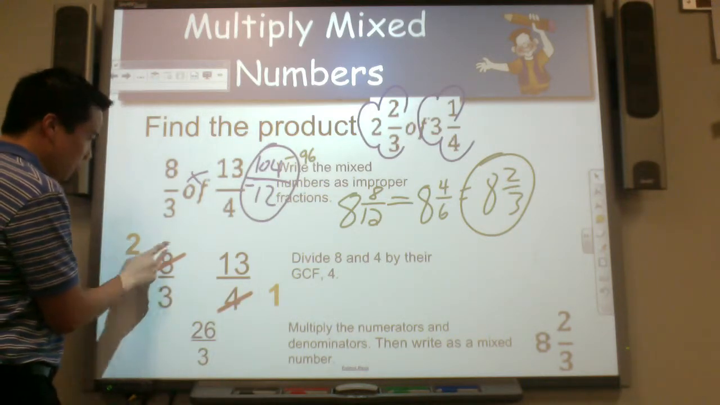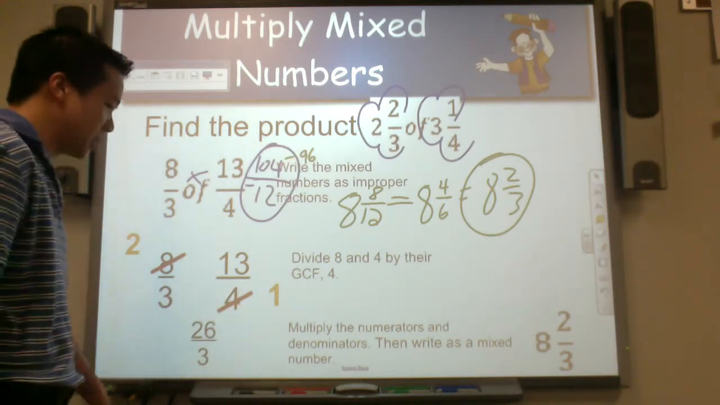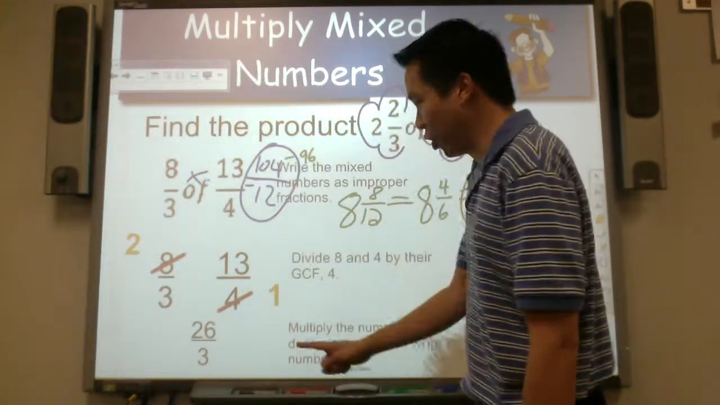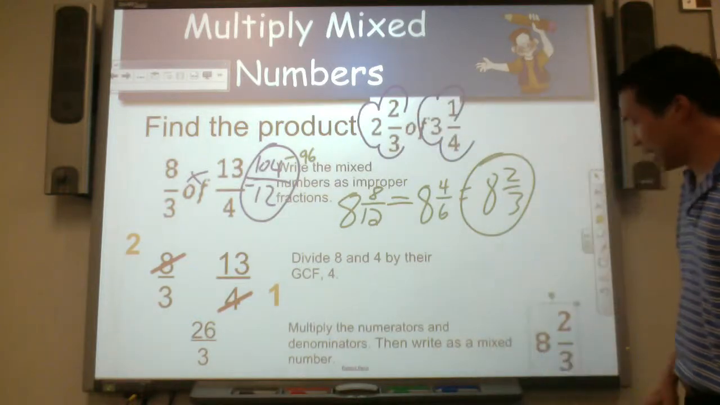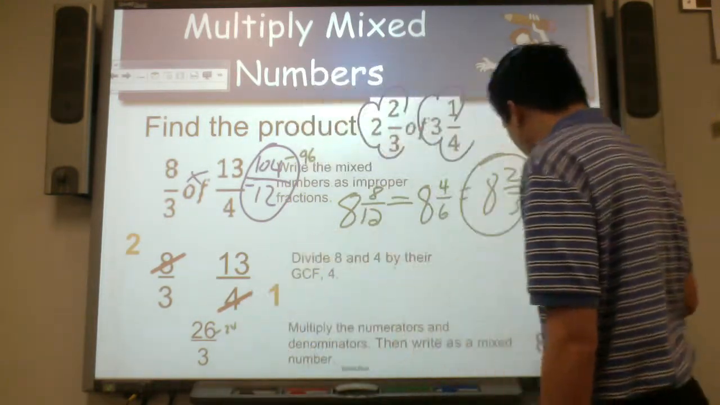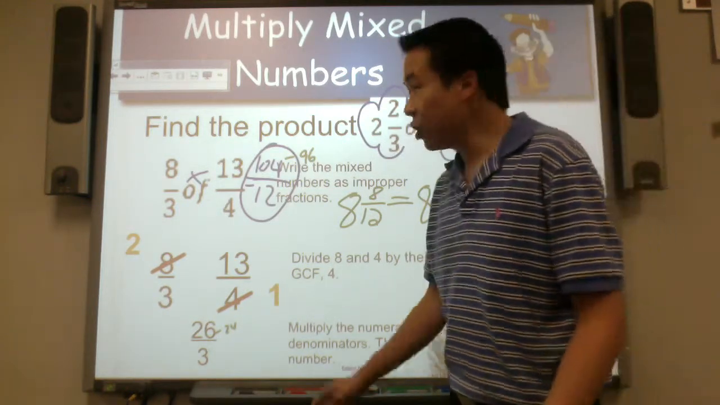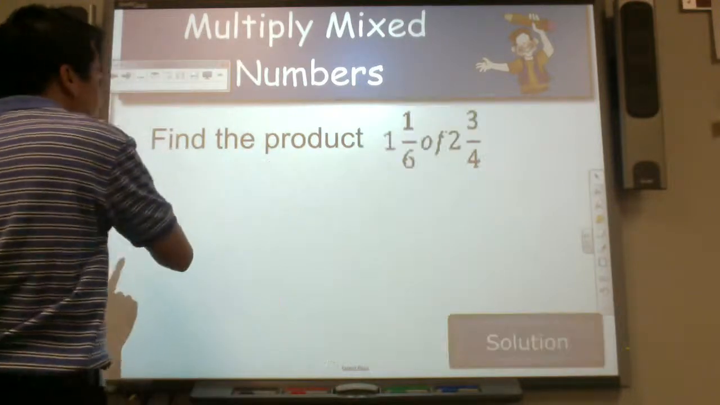And then you just multiply. 2 times 13 is 26. 3 times 1 is 3. So you have 26 thirds. How many thirds go into 26? 8 times. What do you have left over? 2 remainder, so 8 and 2/3. All right, so let's go to the next screen.